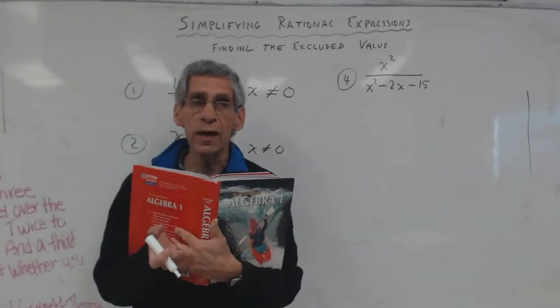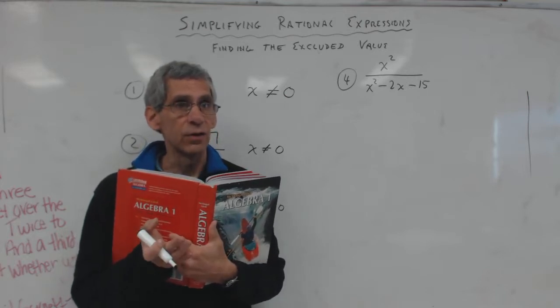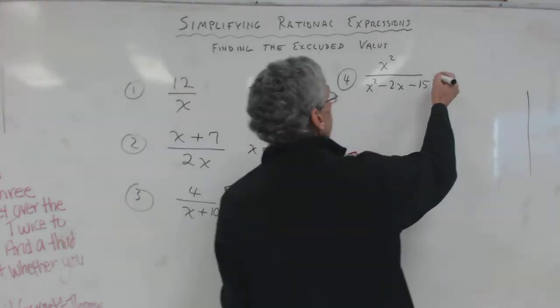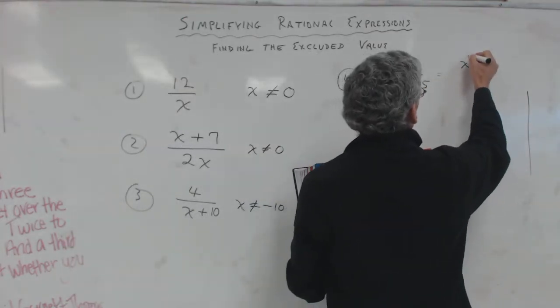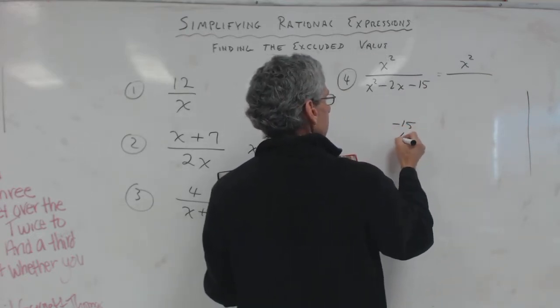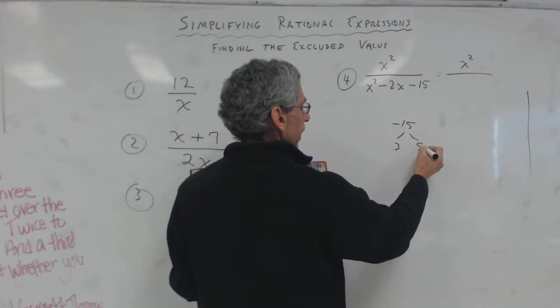The only way, and this is really key, the only way you're going to find the zeros is to factor. You have to factor a quadratic trinomial. So let's factor it. Upstairs there is just going to be x squared. Now, I've got to find factors of negative 15 that add to negative 2. How about 3 times 5?